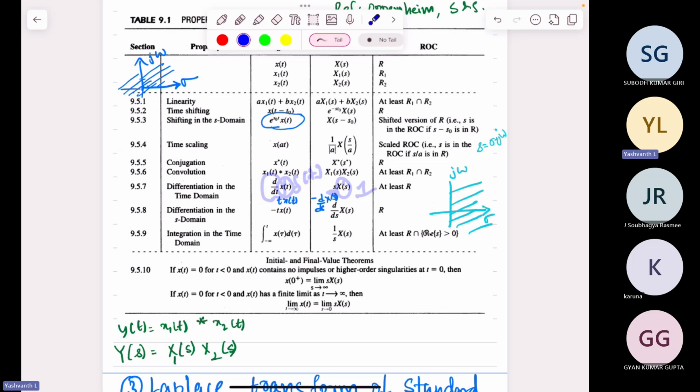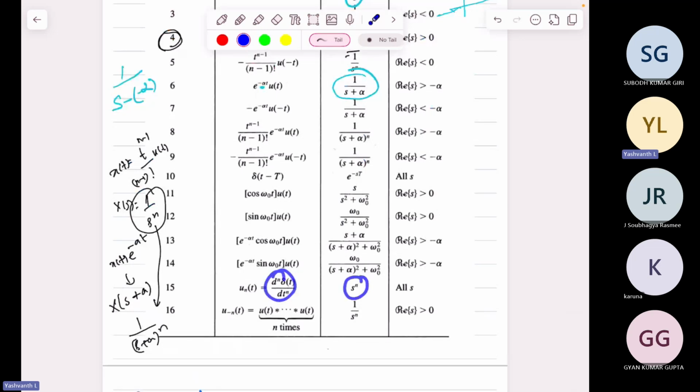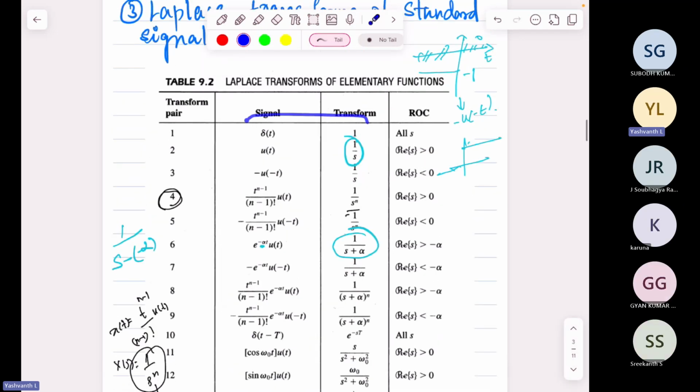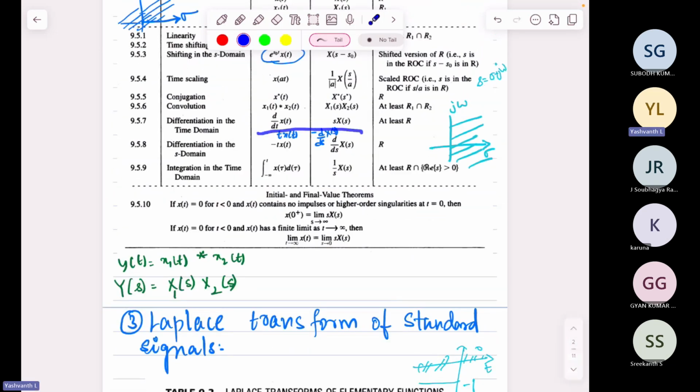So by differentiating once, I will get just s. If I differentiate 2 times, I'll get s into s, which is s square. Differentiate 3 times, s cube. So if I differentiate n times, I get s power n. So you can obtain this again by using the Laplace transform of delta of t and the differentiation in the time domain property of the Laplace transform.